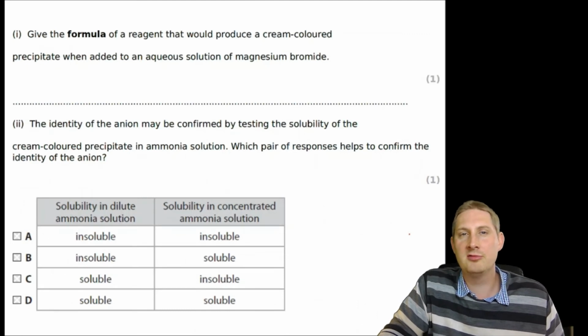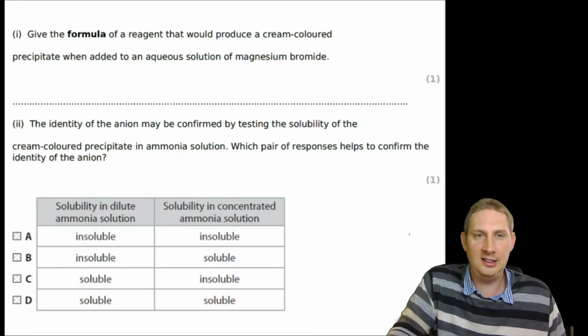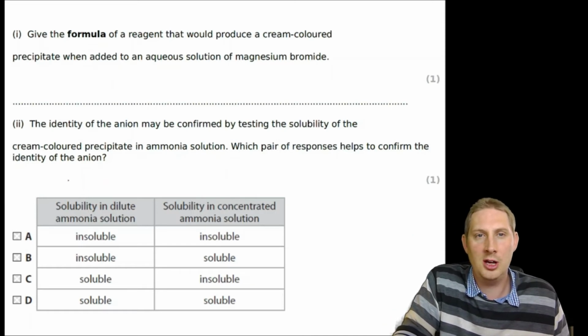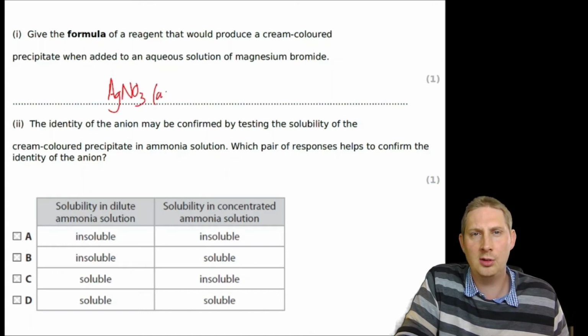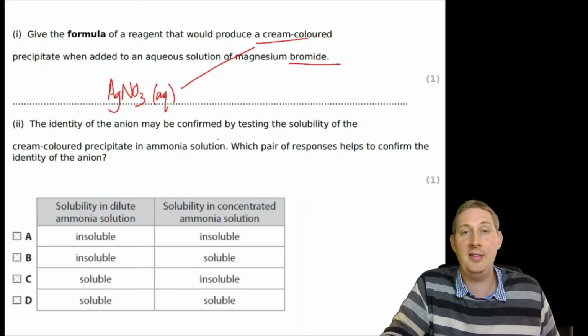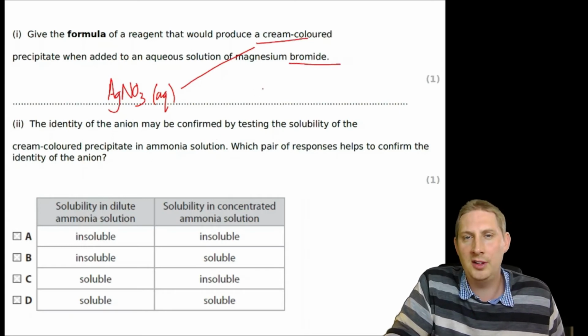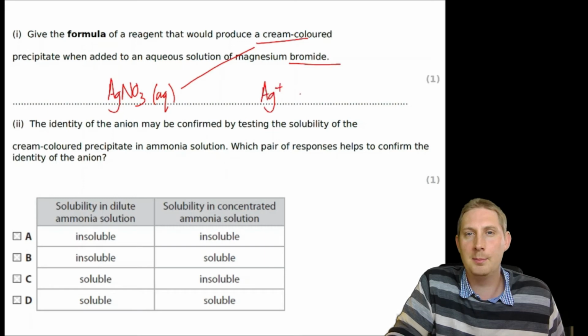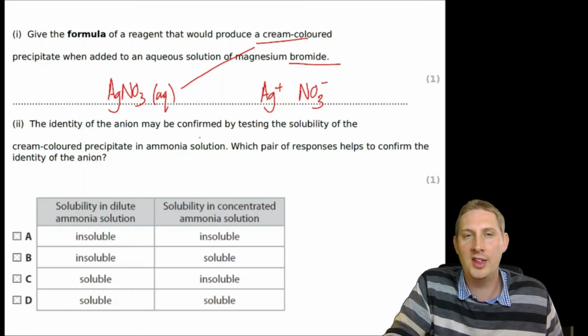Give the formula of a reagent that would produce a cream-coloured precipitate when added to an aqueous solution of magnesium bromide. Well, we should know this. The thing that we would add is silver nitrate solution, AgNO3, and that would give us a cream-coloured precipitate with a bromide. And again, that's GCSE knowledge. Hopefully from the previous PowerPoints you remember that silver is Ag+, nitrate NO3-, if you weren't already sure of that formula.